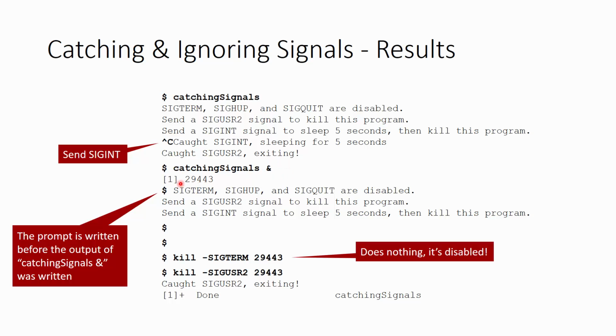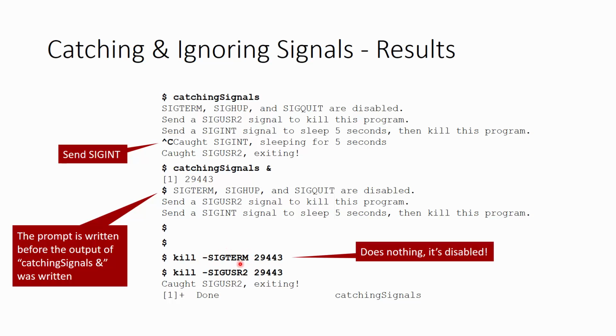So this thing goes back to the background, the little prompt is written out here even before, so we have access to start typing at this point, and then that other process in the background starts outputting text still. So it's telling us all the different instructions that we need. And I hit return a couple of times here just to give myself some breathing room to see what I'm doing. Then I can say kill SIGTERM and then pass in the particular process ID, 29443, and that won't do anything because it's been disabled.